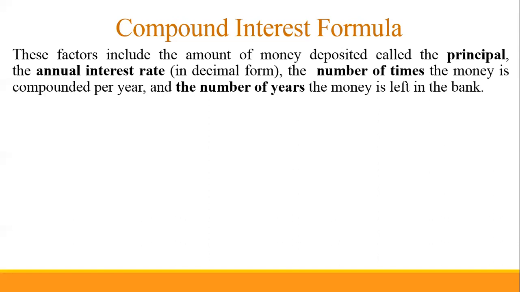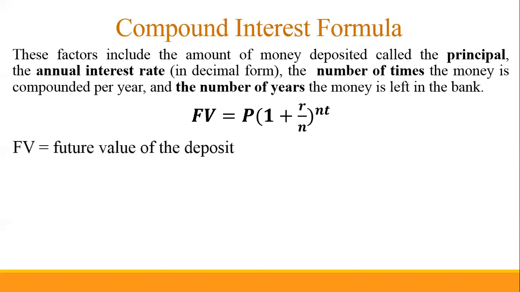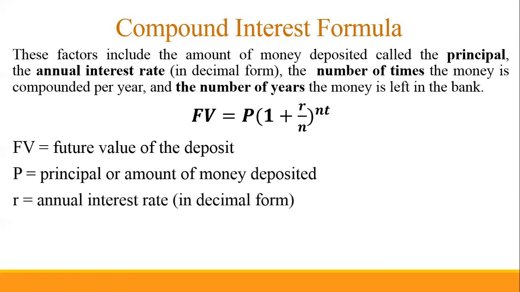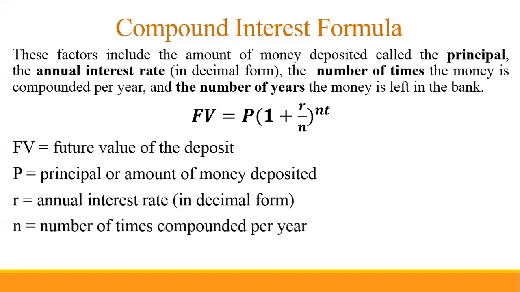So these factors lead to the formula FV = P(1 + r/n)^(nt), where FV is the future value of the deposit, P is the principal or amount of money deposited, r is the annual interest rate, which should be in decimal form, n is the number of times compounded per year, and t is time in years.